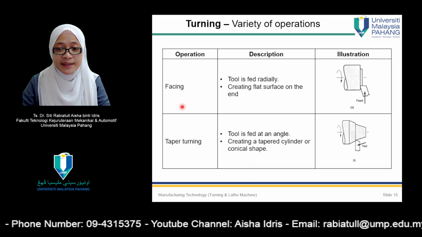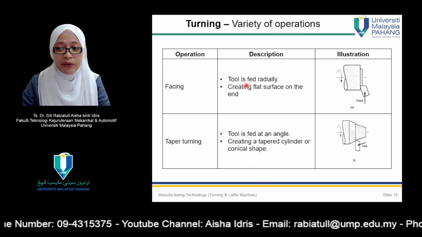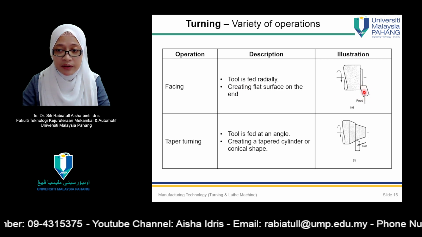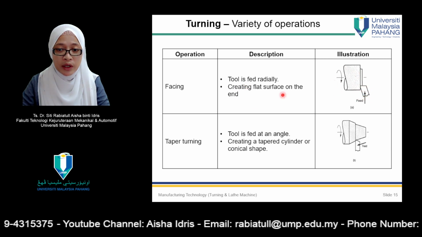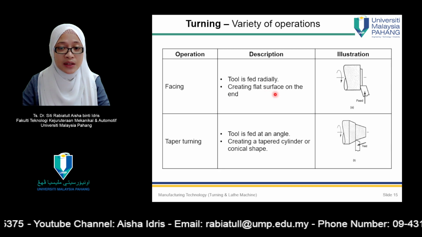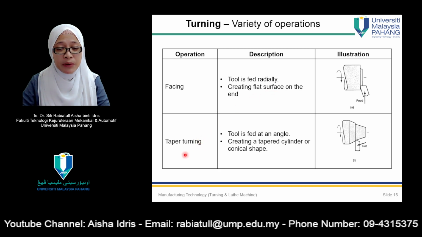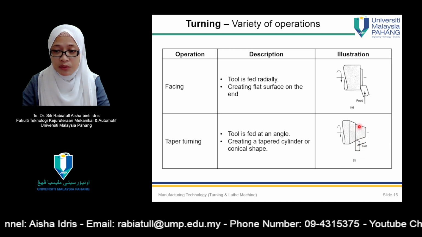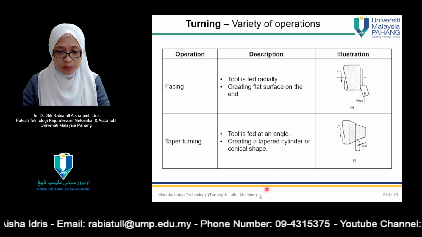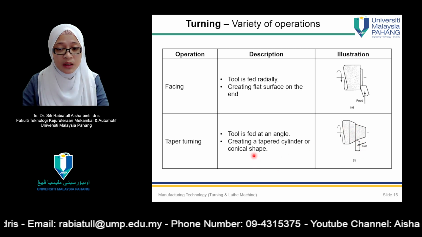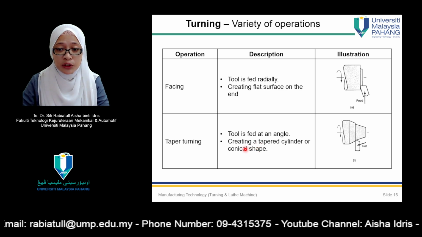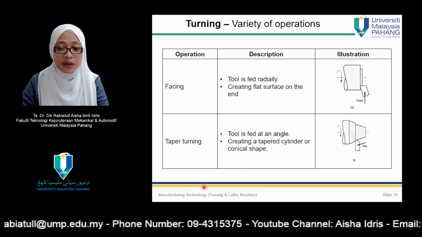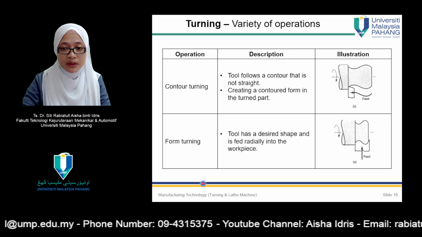Number four, facing. The tool is fed radially. Okay, radially. If you notice from this one, the workpiece is rotating, creating a flat surface on the end. And number five is taper turning. So this is the taper, this is the cutting tool, and this one is the workpiece. A tool is fed at an angle, creating a tapered cylindrical or conical shape.